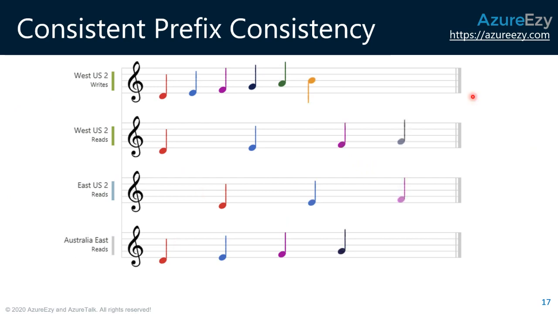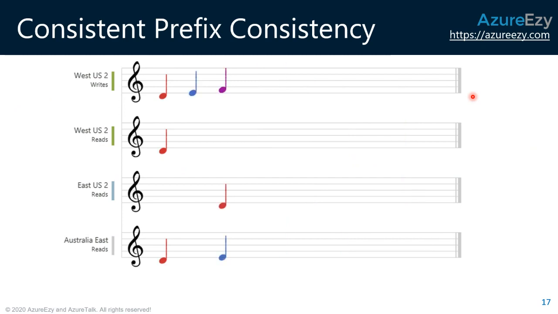Right? So it's not necessary that you will read the updated data in consistent prefix, but you will read in order for sure. So the replicas guarantee the consistency in order, not in the data, but in order of the writes, let me be specific. However, the data is not always current.